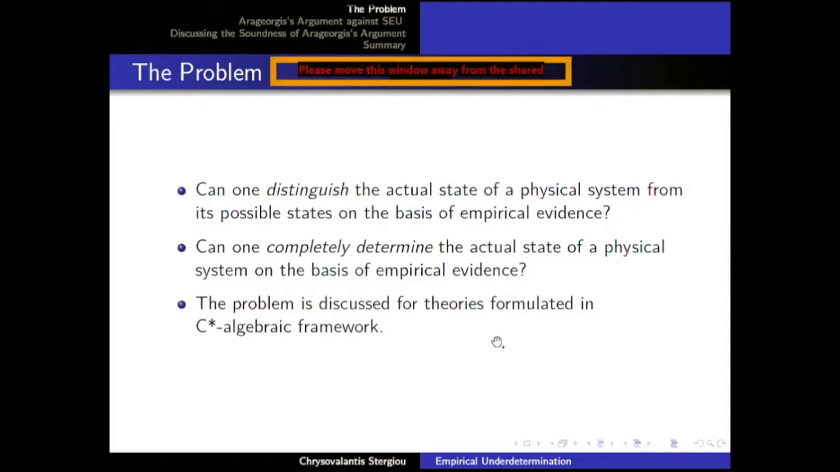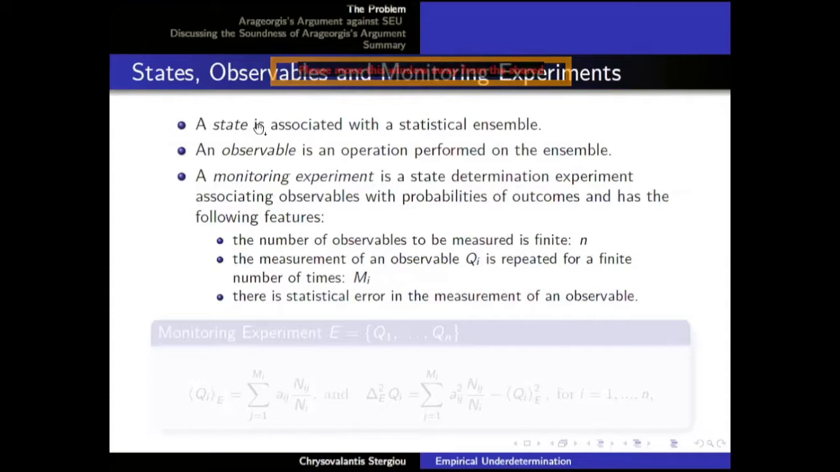Okay, let's try first to understand what the general setting of the problem is. Let's talk about what a state is and how we should understand it. My understanding of the state is the way that a state of a system is understood in the famous 1964 paper of Haag and Kastler. That is, a state is associated with a statistical ensemble. And an observable is an operation performed on the state, on the ensemble, sorry.